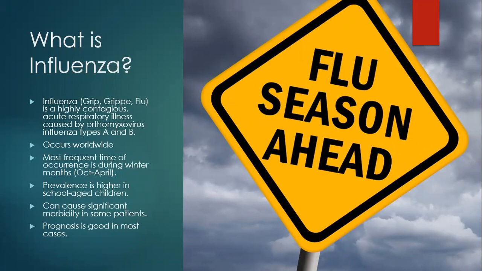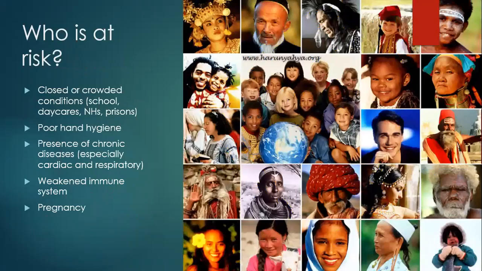The prevalence is typically higher in school-aged children. It can cause significant morbidity in some patients. However, the prognosis is good in most cases. Who is at risk for influenza? Individuals who live in closed or crowded conditions, have poor hand hygiene, are diagnosed with chronic diseases, have weakened immune systems, or women who are pregnant.